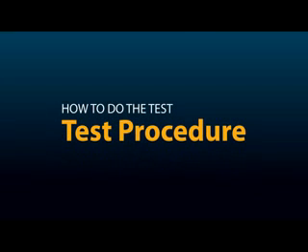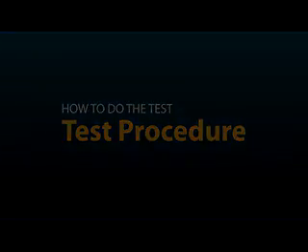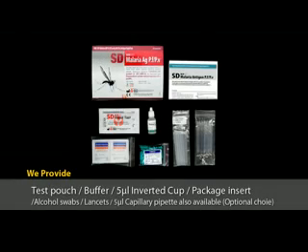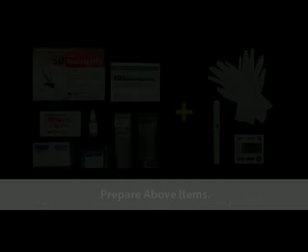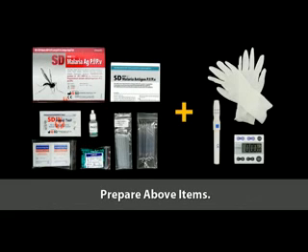The SD Bioline Malaria Rapid Test is easy to use. The materials included in the kit are test pouch, buffer, inverted cup, and package insert. Alcohol swabs and lancets are optional materials. A capillary pipette is also available when required. These materials should be prepared before starting the test.